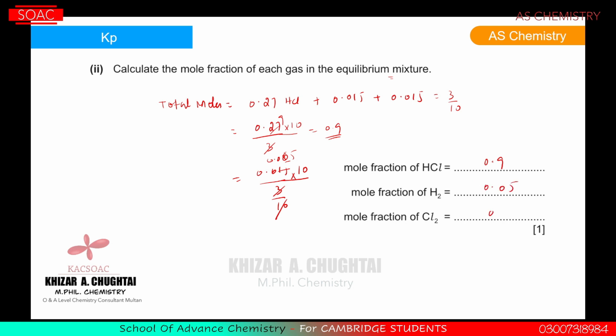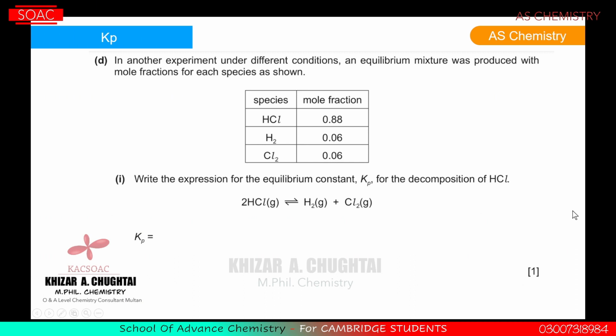And the same is for Cl2, that is also 0.05. So these are the answers of the mole fractions of HCl, H2, Cl2, and so on. Now come towards the next part, that is D. In this case, the mole fraction of each gas is given. In another experiment, under different conditions, the equilibrium mixture was produced, with mole fractions as shown over here. So HCl mole fraction is 0.88, H2 mole fraction is 0.06, and Cl2 mole fraction is 0.06.